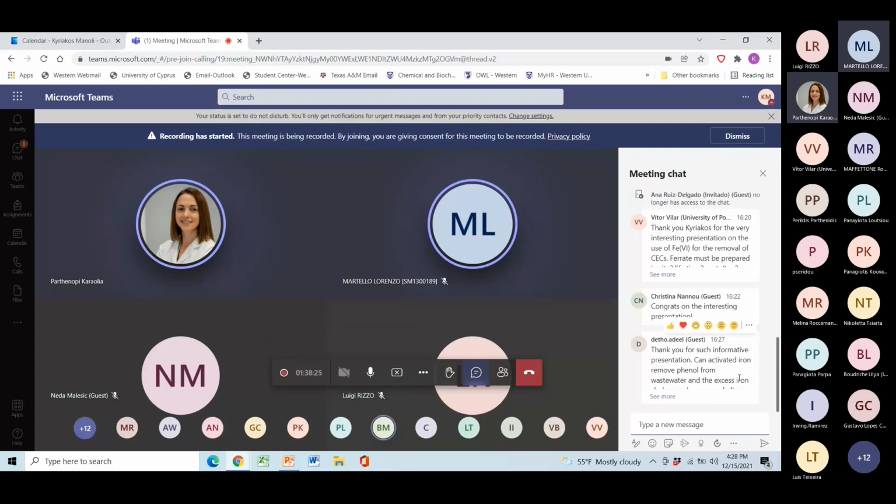So the last question is, can activated iron remove phenol from wastewater, and can the excess iron sludge be removed after treatment? Yeah, so regarding the sludge, because iron is not toxic, when it goes to the sludge, the sludge does not require any specific treatment.